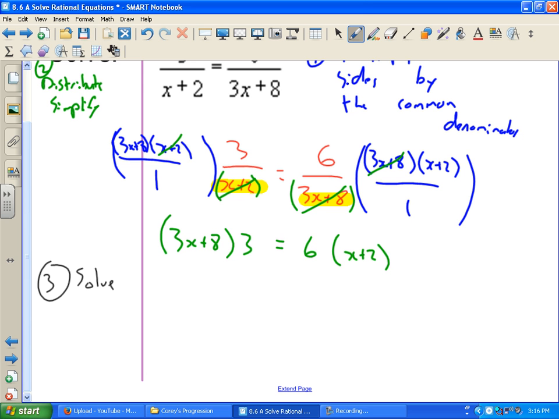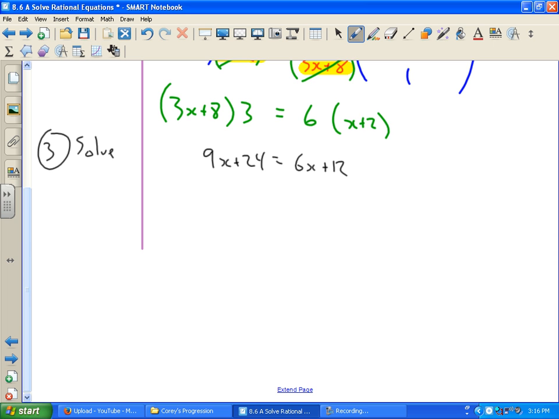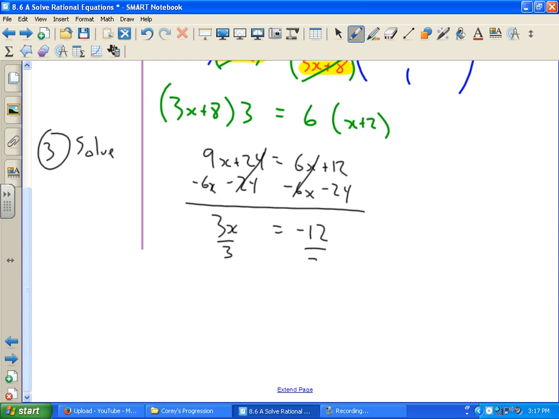So here, distribute that 3. That's going to get you to 9x plus 24. That's equal to 6x plus 12. We're going to minus 6x. We're going to minus 24. Minus 24. Minus 6x. That gives us 3x equal to negative 12. Divide both sides by 3. And x is going to equal negative 4. Last step.